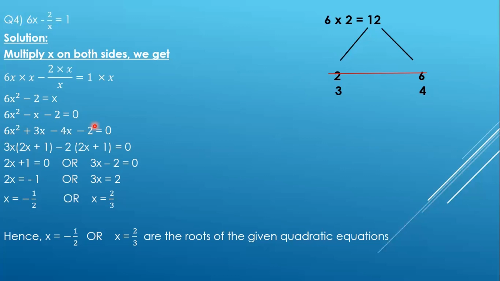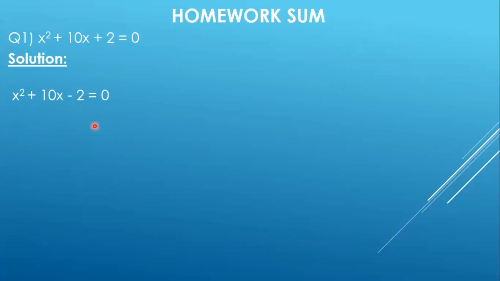So let us test whether you were able to understand the factorization method properly or not. So over here I have this homework question for you all. So the question is x square plus 10x plus 2 is equals to 0. So all you have to do is you have to solve this question and you have to tell me the answer in the comment section. So we will know whether you are able to understand the factorization method properly or not. And I guarantee you that if you have watched all the videos on factorization method, then you will be able to solve this question properly.